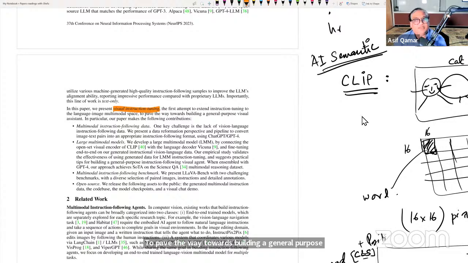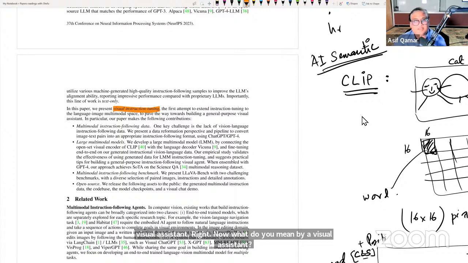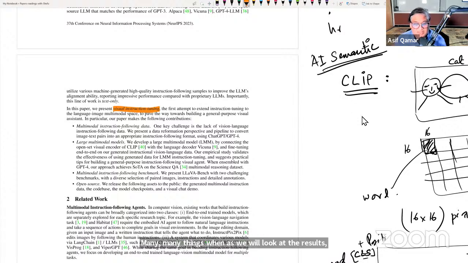Now, what do you mean by a visual assistant? You can give it an image and say, what is it? But not just what is it, what is unusual about it and things like that. And many things, as we will look at the results, it is actually quite astounding how well it does.